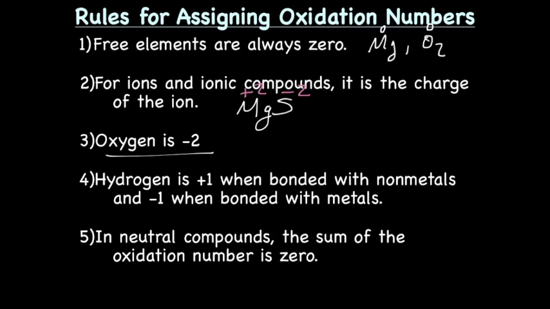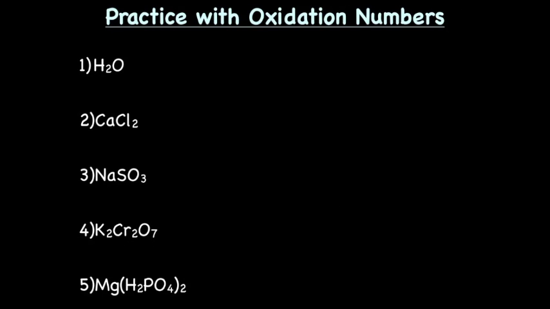In neutral compounds, the sum of all the oxidation numbers is 0. This sounds a little strange, but as we go through it, hopefully you'll find it's not really too bad. All right, practice with oxidation numbers.